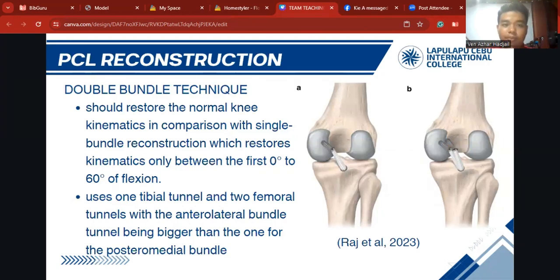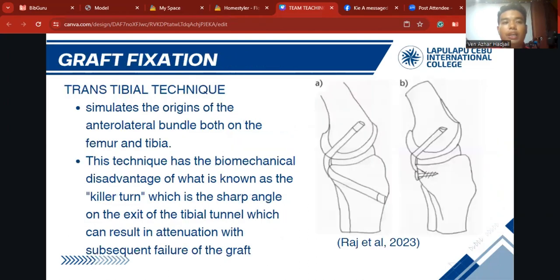And then the double bundle uses one tibial tunnel and two femoral tunnels, with the anterolateral bundle tunnel being bigger than the one for the posteromedial bundle. After which we have the graft fixation.